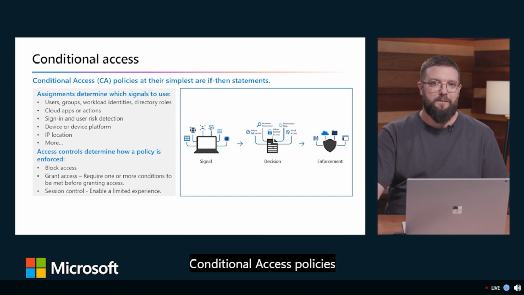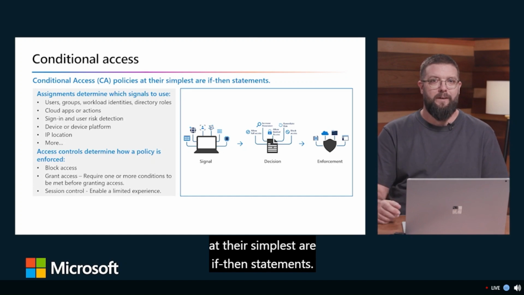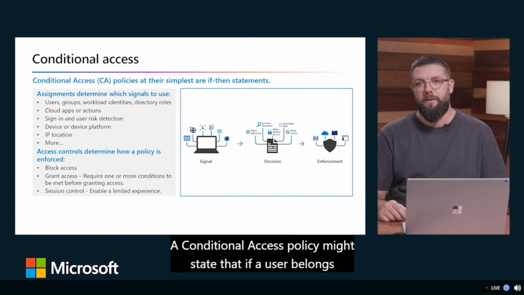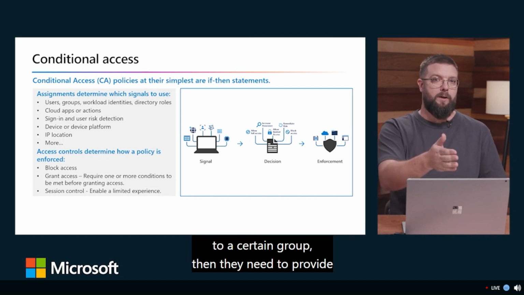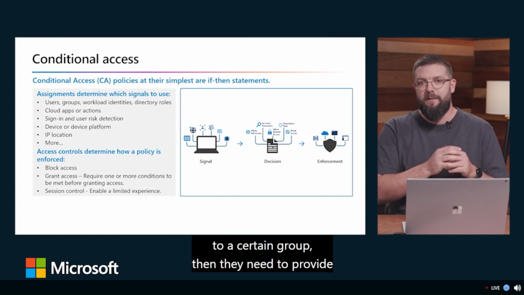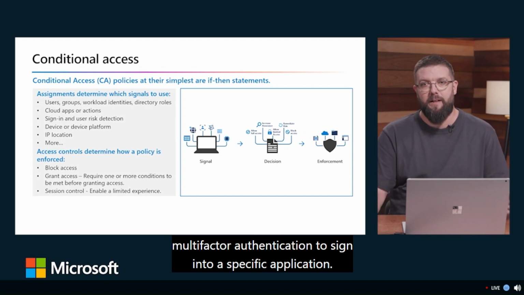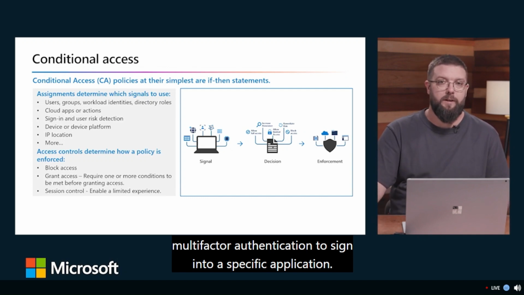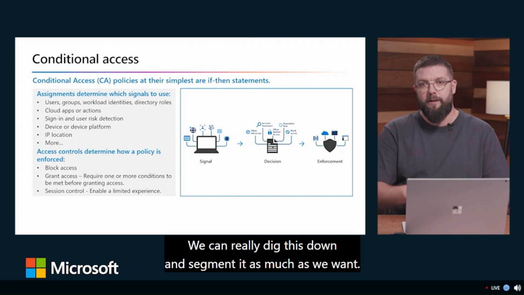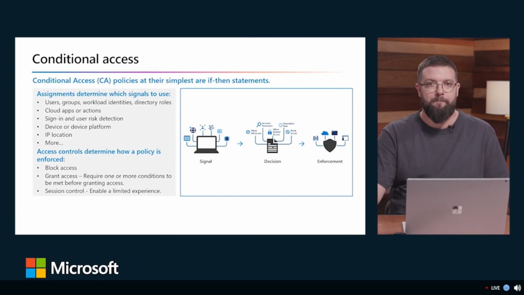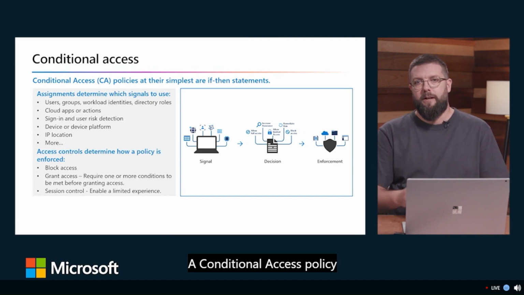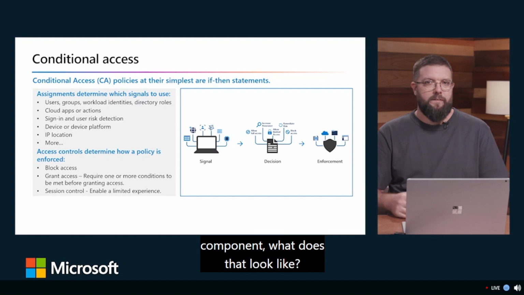It's taking all these signals and then making a decision on it. So conditional access policies at their simplest are if-then statements. A conditional access policy might state that if a user belongs to a certain group, then they need to provide multi-factor authentication to sign into a specific application. So we can really dig this down and segment it as much as we want. So, a conditional access policy component. What does that look like, right?